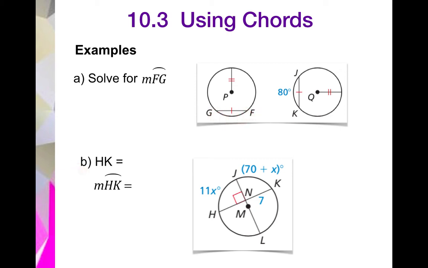If we look at B down here, we have a situation of a diameter that's perpendicular to a chord. If it's perpendicular to a chord, then it means that it splits the chord into half. So the distance from H to K is going to be twice that of N to K, which is 7. It also splits the arc into two parts. So that means that H to J is going to be equal to J to K. And you just set these two equal to each other to solve.